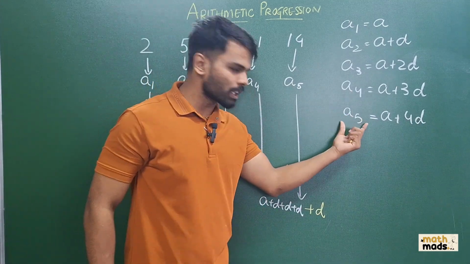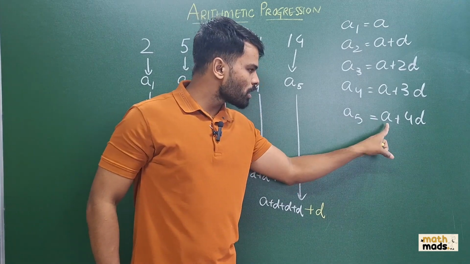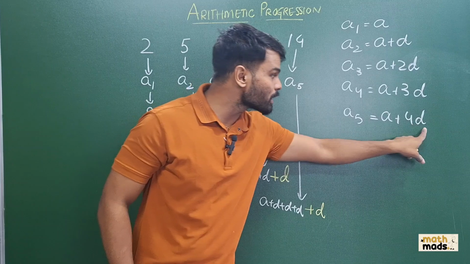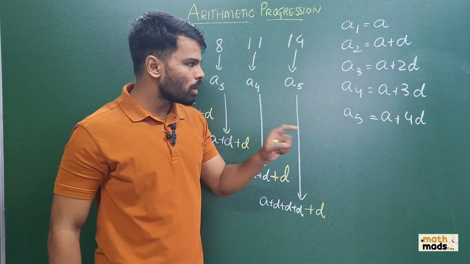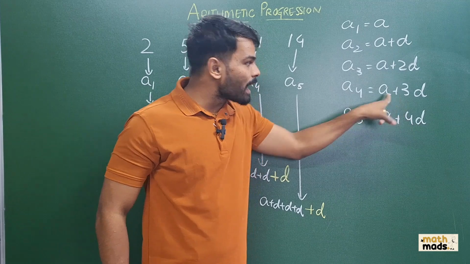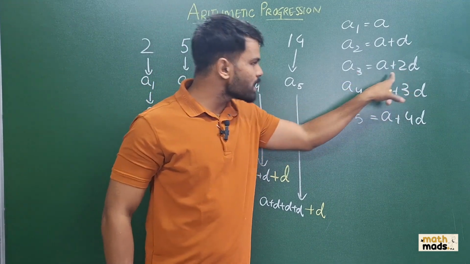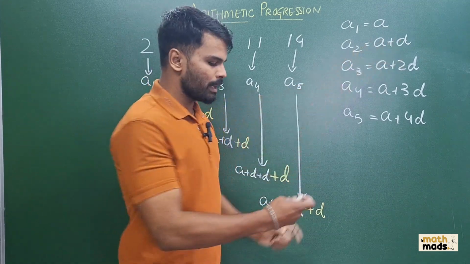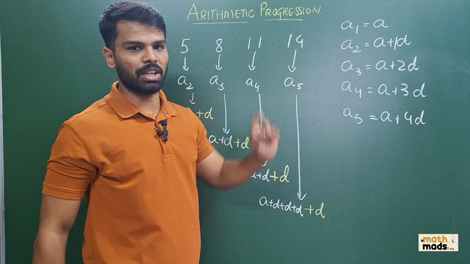See, to find the fifth term, what all should I know? To find the fifth term, I should know the value of a and how many times d is added. See here, 4 times d is added. To find the fourth term, 3 times d is added to a. To find the value of the third term, 2 times d is added to a. To find the value of the second term, 1 time d. I can just write it as 1 here. 1 time d is added to the first term.